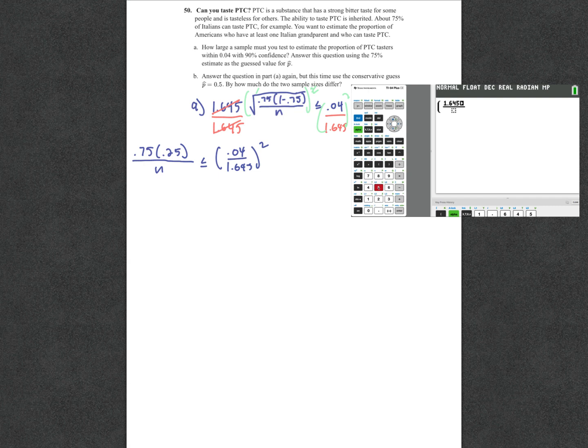Okay, and then basically we're going to do two things. We're going to times by n to get the n over here, and then divide by this to get this under here. Okay, so it's going to be 0.75 times 0.25 divided by this squared fraction is less than or equal to n. Okay, and that really just means n is greater than or equal to this.